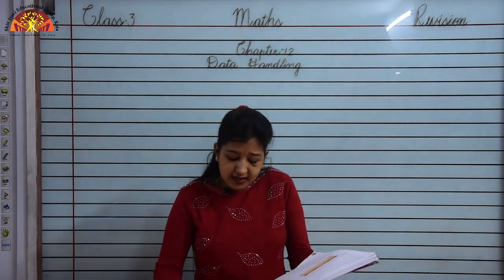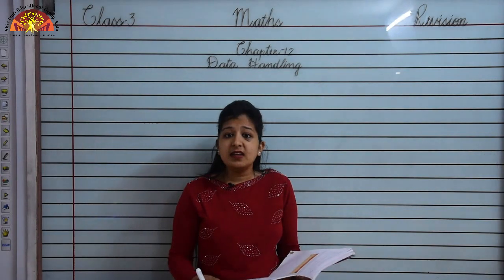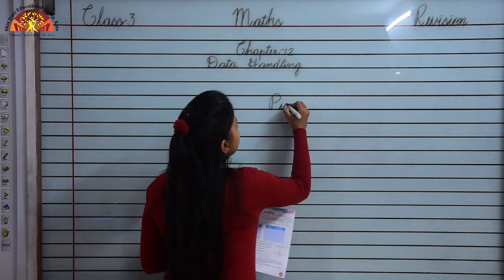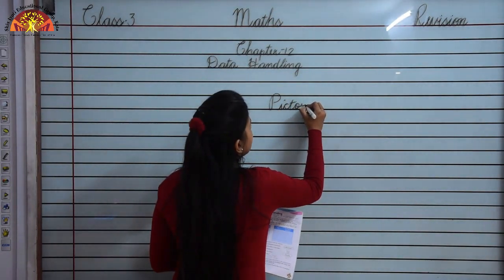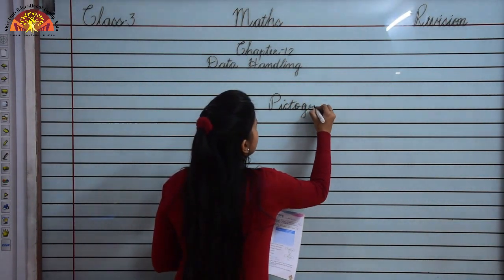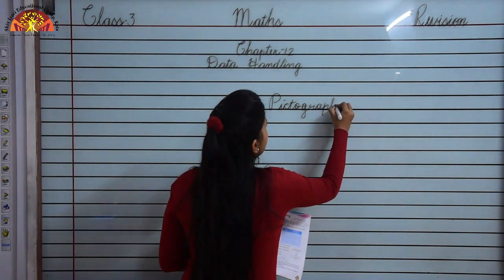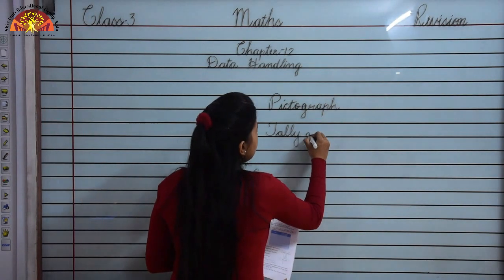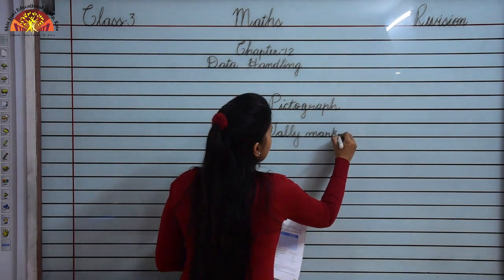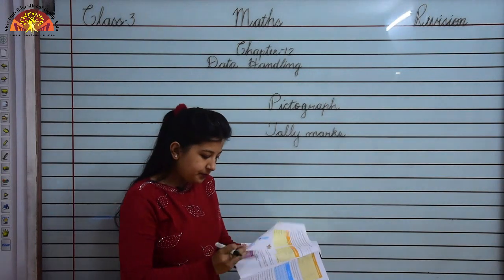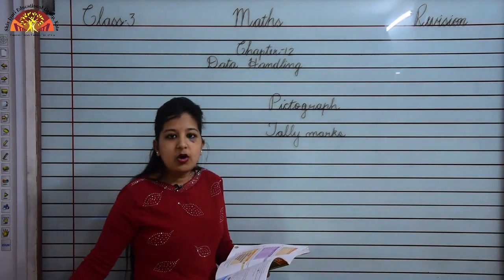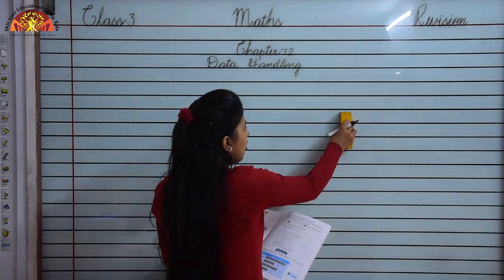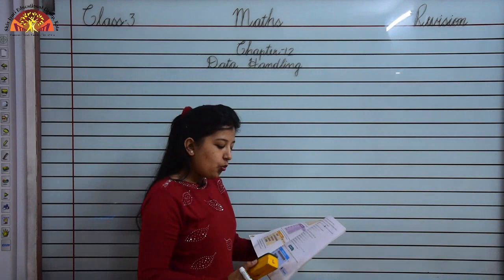Students, data handling can be done in many ways, but in this chapter we will revise pictograph and tally marks. In this method, we will arrange our data in a proper way. Fine. So students, open page number 169 of your book. Fine. So we are going to do question number 1 of exercise 12.1.